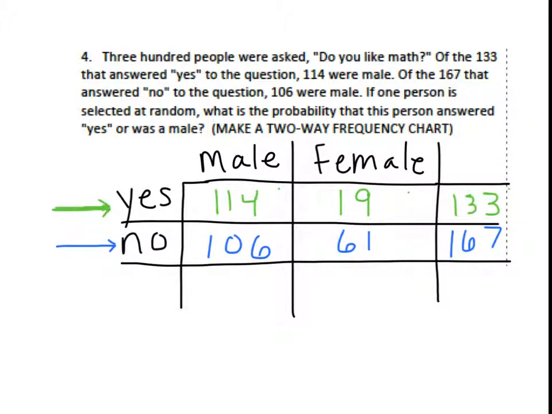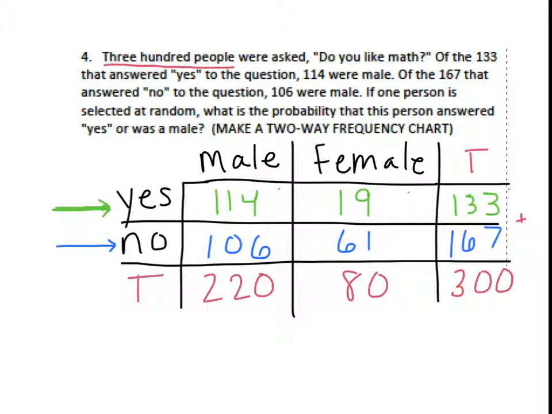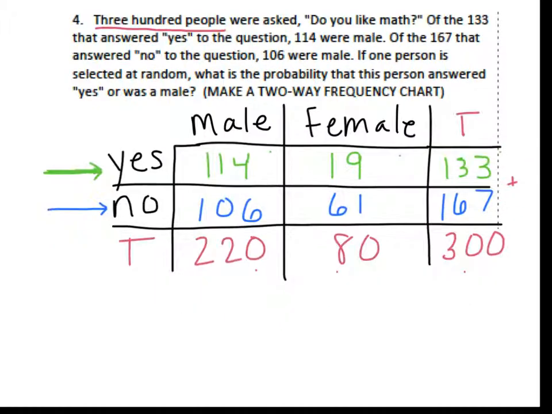Next we have to get our totals. Well, if you add 133 and 167, you get 300, which is perfect because that is what our total was. 300 people were asked. And then 114 and 106 is 220. And 19 and 61 is 80. And we can double check ourselves. 220 plus 80 is 300. So now we can answer our question.